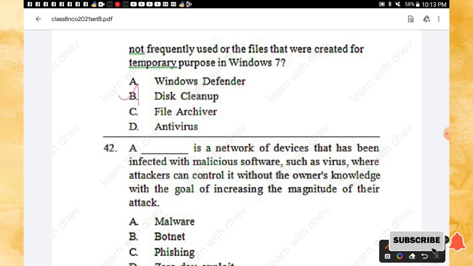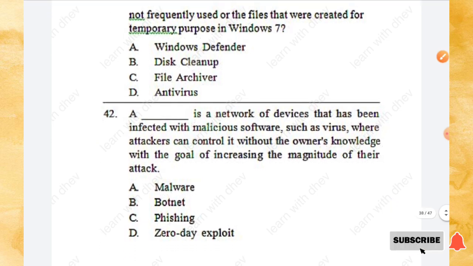Question number 42. Dash is a network of devices that has been infected with malicious software such as a virus, where attackers can control it without the owner's knowledge, with the goal of increasing the magnitude of their attack. Options are malware, botnet, phishing, zero-day exploit. The right answer is option B, botnet.